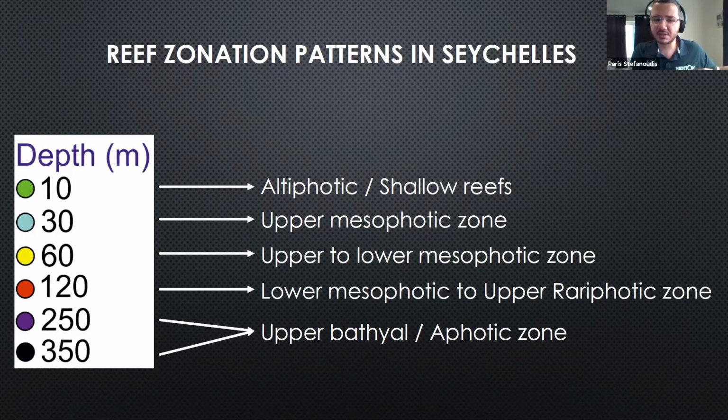And the deep sea is usually referred to as anything lower than 200 meters. So at 250, 350, we have the upper bathyal zone or the beginning of the aphotic zone. So you have those distinct zonations, and similar patterns have been described from the Caribbean, as I already mentioned, and from Bermuda. And it's really interesting to be able to present those patterns from Seychelles and the Western Indian Ocean as well.